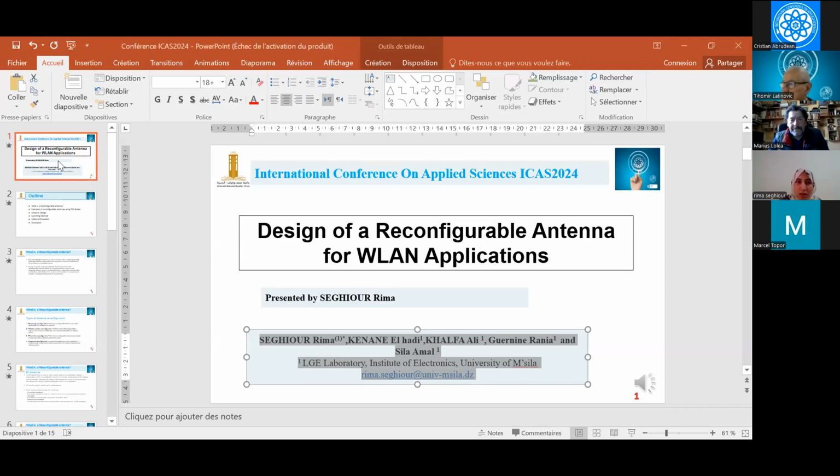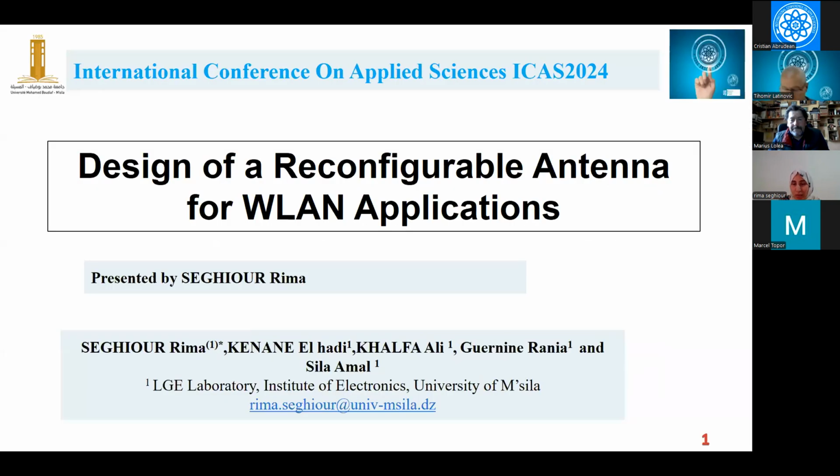Today, I am going to talk about design of reconfigurable antenna for WLAN application. Hello, everybody. The president of the session, honorable assistants, good morning. Thank you for coming to show my presentation. My name is Mr. Garah. I am an assistant professor from the University. And I will talk about dual band purpose.